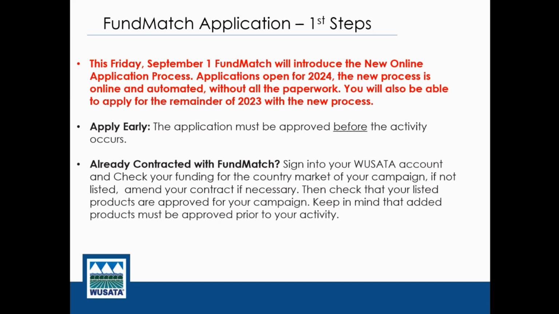One of the tips is to make sure to apply early, before the activity occurs. And if you're already signed up for Wasada and with FundMatch, you'll sign into your Wasada account to check to see if the funding for your country market of your campaign is listed. If not listed, you'll need to amend your contract. And also, I recommend to check your listed products. Make sure they're approved for your campaign, and keep in mind that added products, a new amendment to your contract, must be approved prior to your activity.